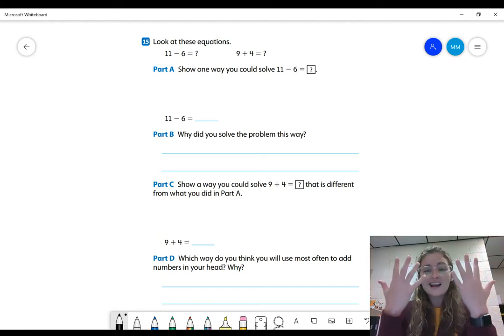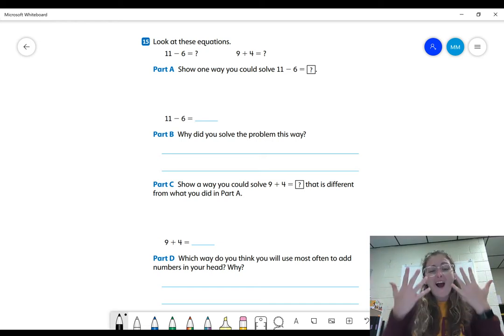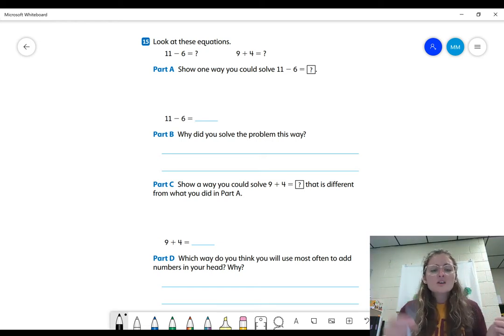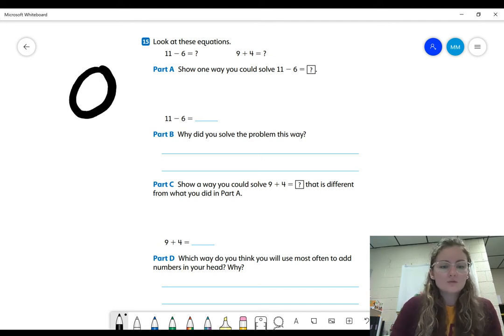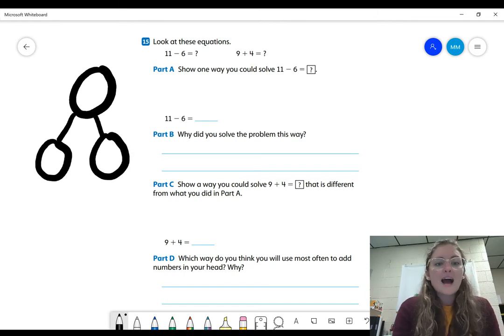Well, I don't have 11 fingers, so I obviously can't take away with fingers. So what I'm going to do is make a number bond. Ooh, that's really thick. Okay. I'm going to make a number bond over here. And I know that in a subtraction sentence, my whole is always at the beginning. So I know that my whole is going to go in this top circle. And I know 6 is one of my parts.